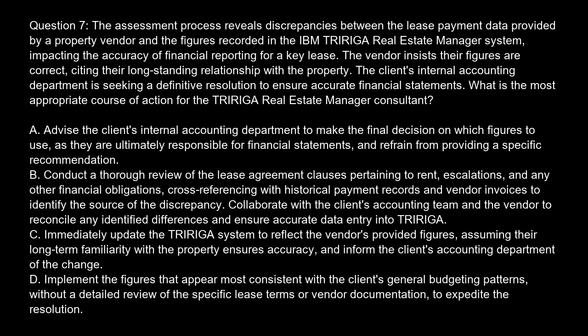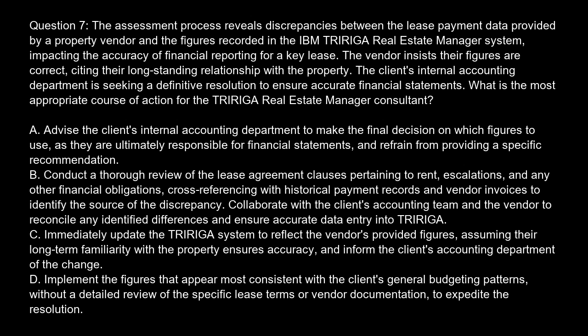Option A. Advise the client's internal accounting department to make the final decision on which figures to use, as they are ultimately responsible for financial statements, and refrain from providing a specific recommendation. Option B. Conduct a thorough review of the lease agreement clauses pertaining to rent, escalations, and any other financial obligations, cross-referencing with historical payment records and vendor invoices to identify the source of the discrepancy. Collaborate with the client's accounting team and the vendor to reconcile any identified differences and ensure accurate data entry into TRIRIGA.